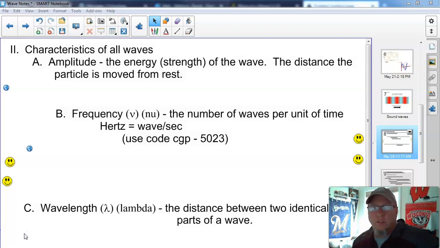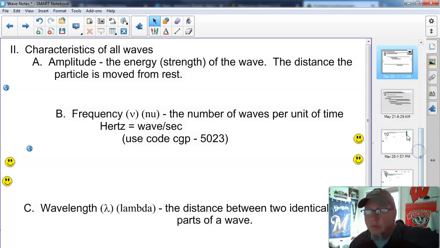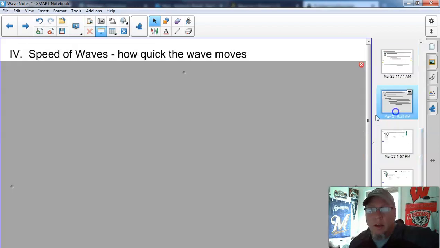Howdy, howdy, physics students. We are going to be looking at learning a few vocabulary words: amplitude, frequency, wavelength. Once we get through those, we're just going to move forward a little bit and talk about the speed of a wave, and then do a few example problems. Today's lesson should go fairly quick.